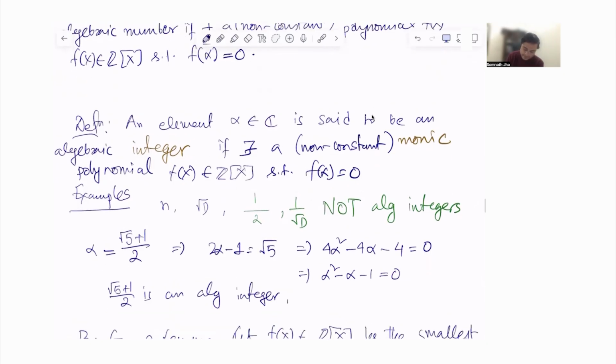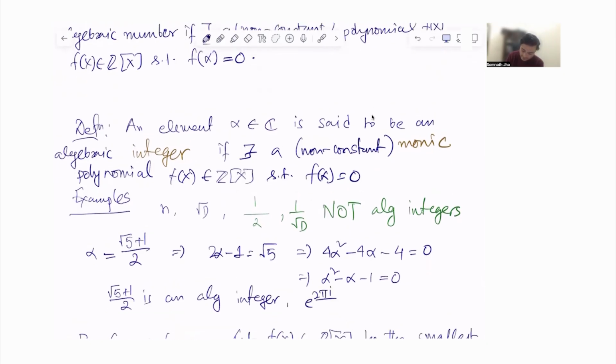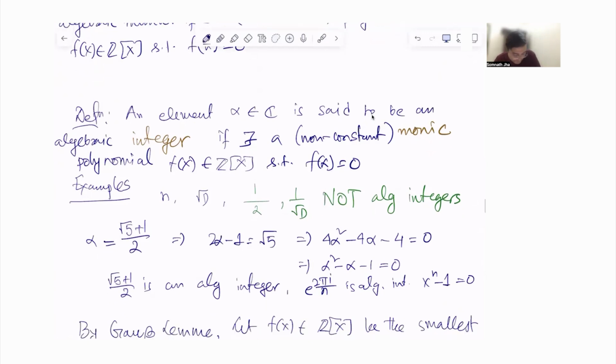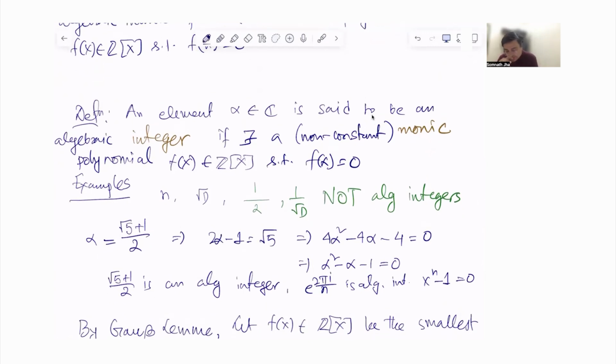We have just proved that e to the power 2 pi i by k, and similarly n, is an algebraic integer, since it satisfies x to the power n minus 1 equal to 0. So this is the definition and some examples of algebraic integers and of non-algebraic integers. Why are these not algebraic integers? I did not give a reason, but you should be able to prove that they do not satisfy a monic polynomial over Z[x].